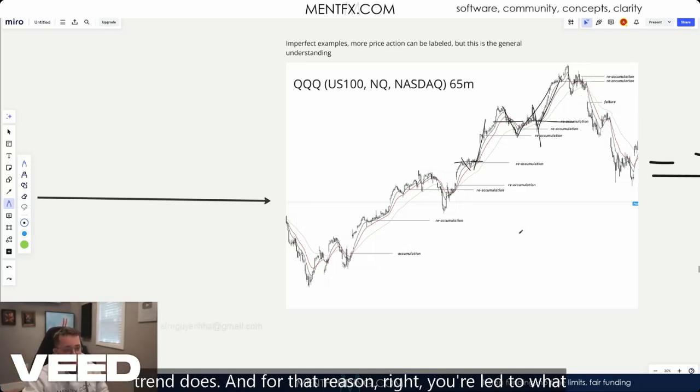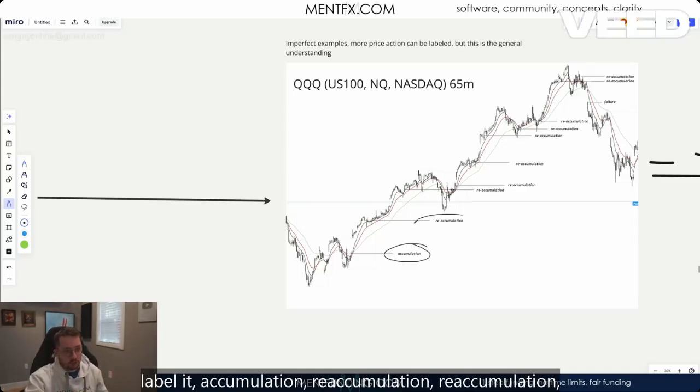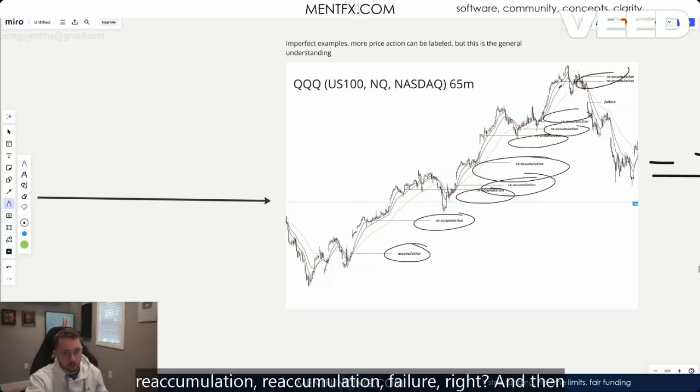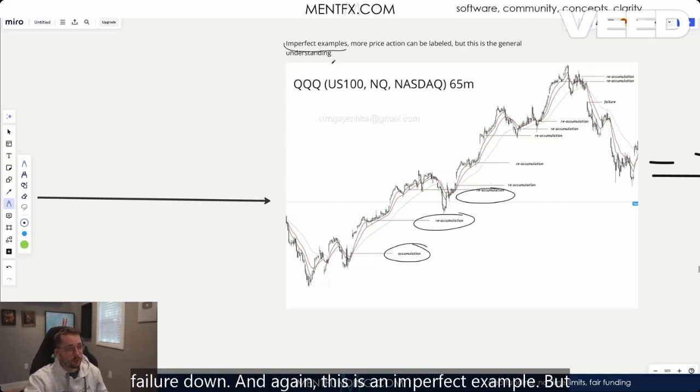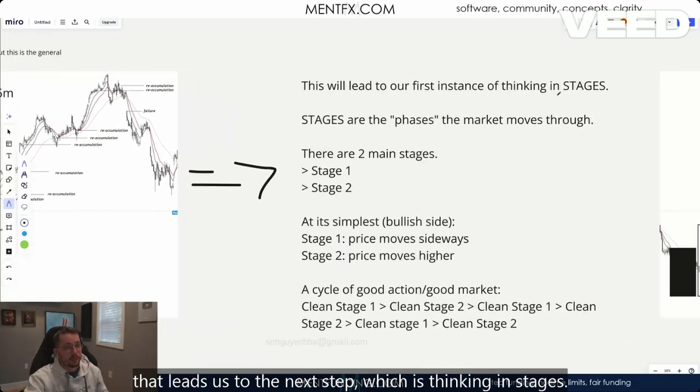And for that reason, you're led to what you see here, which is some version of, if you wanted to label it, accumulation, reaccumulation, reaccumulation, and so on, failure. And then failure down. Again, this is an imperfect example. But that leads us to the next step, which is thinking in stages.